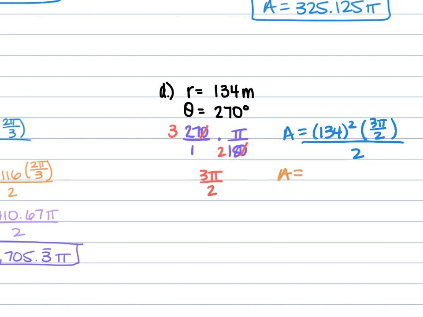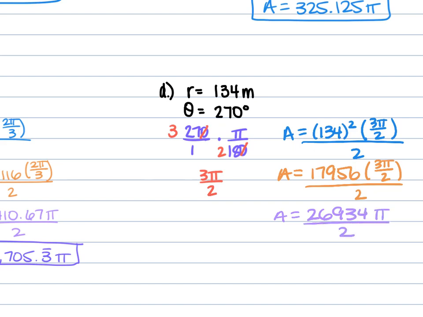The 134 squared gives us 17,956 times 3 pi over 2, all divided by 2. So we're going to multiply this number by 3, then we're going to divide it by 2. We get 26,934 pi, all divided by 2. So then we're going to divide this number by 2, and we get that our area is equal to 13,467 pi.